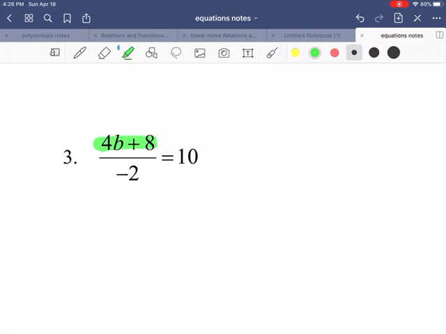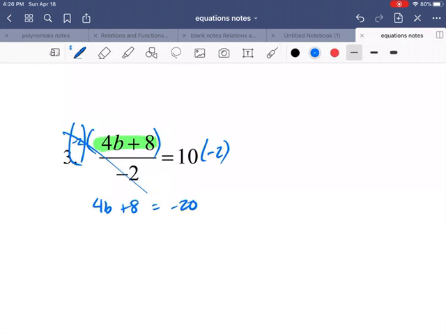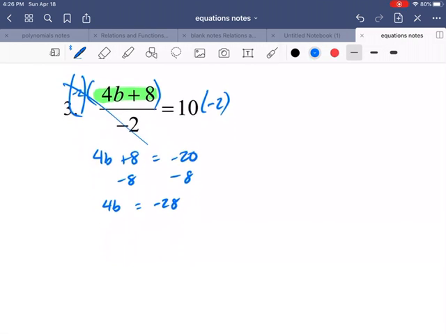This is all in the numerator, so that's considered a set of brackets. So the first thing you actually have to deal with is the negative 2. So multiply by negative 2, and what you do to one side, you do to the other. So 4b plus 8 is equal to negative 20. Now deal with the positive 8 by subtracting 8, so we get 4b is equal to negative 28. And divide by 4, and you end up with b is equal to negative 7.